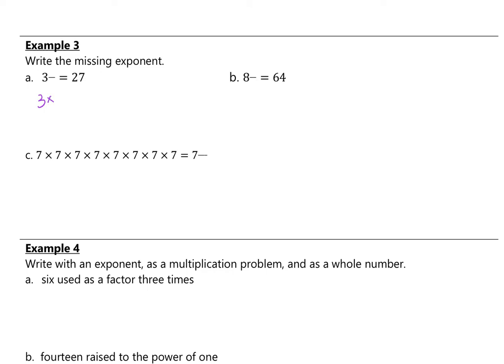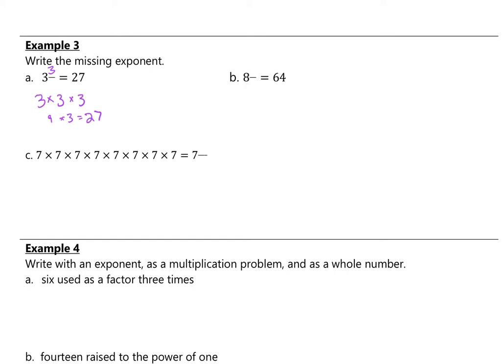So obviously, well, I don't like saying obviously. 3 is not enough, right? If I just have 3, so it's not 3 to the first power. 3 to the second power would be 3 times 3, which is 9. Still not enough. But if I times by another 3, 9 times 3 is 27. So the exponent here that's missing is a 3. So 3 to the third equals 27.